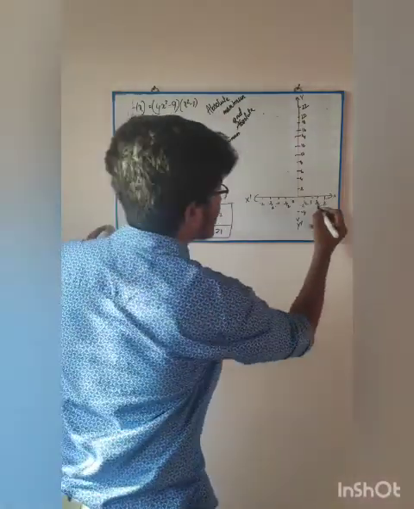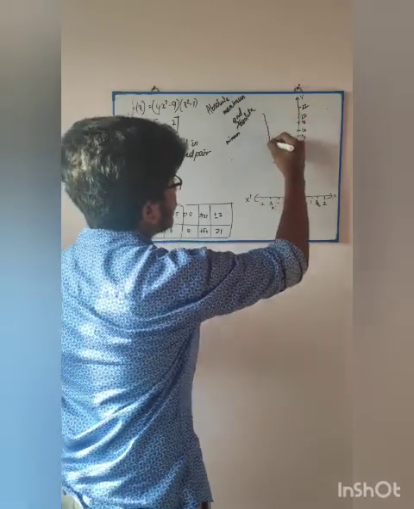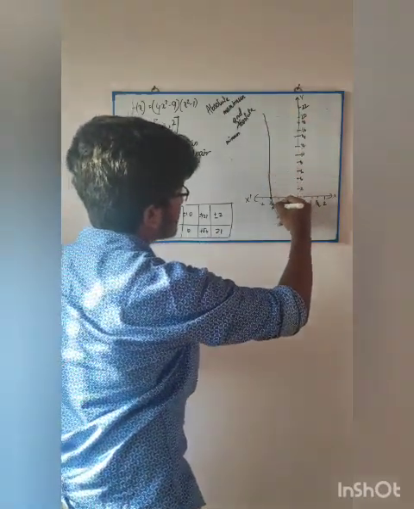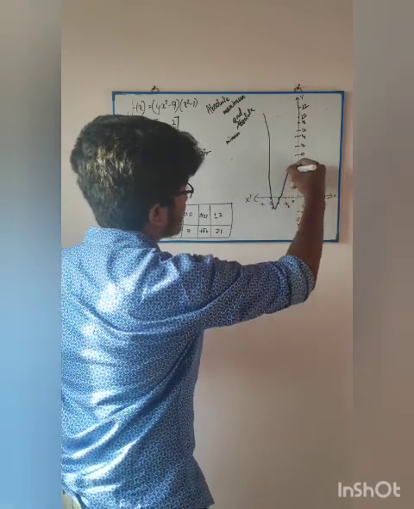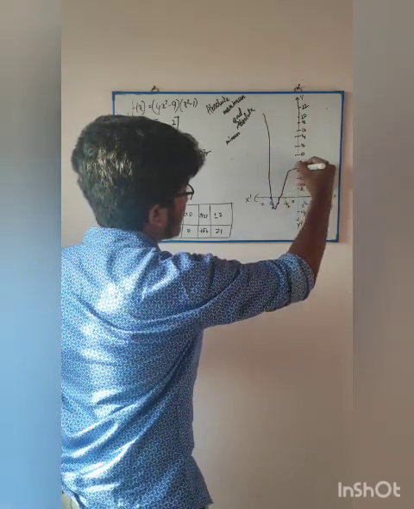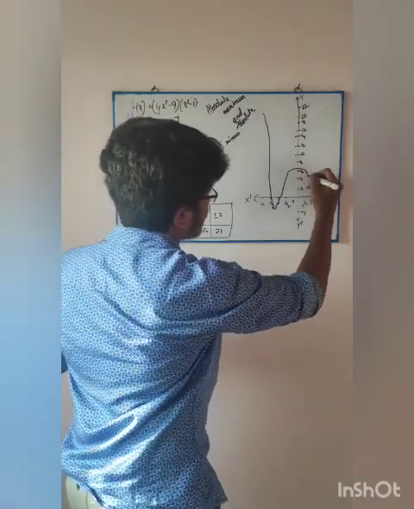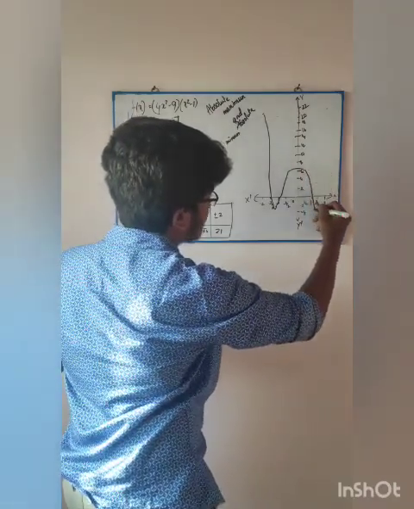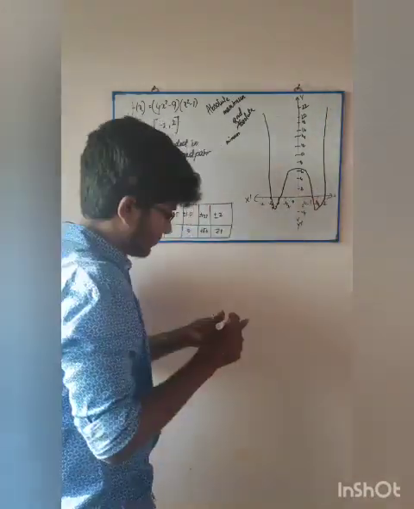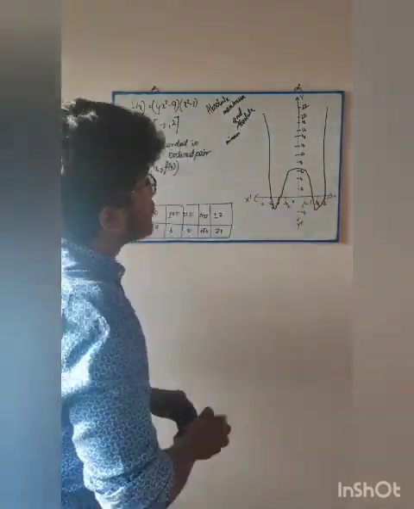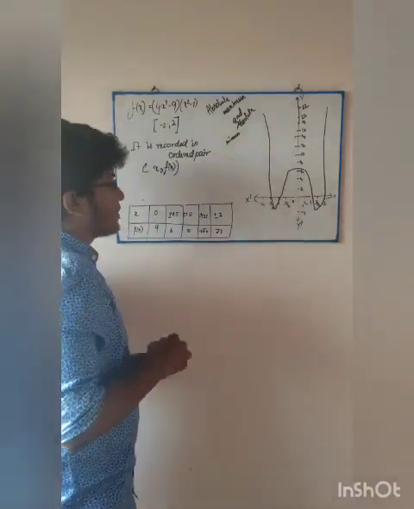So we will plot the graph with the free hand. It will go down like this and reach here and go up. Come down like this and go up. We have drawn a graph with a free hand.